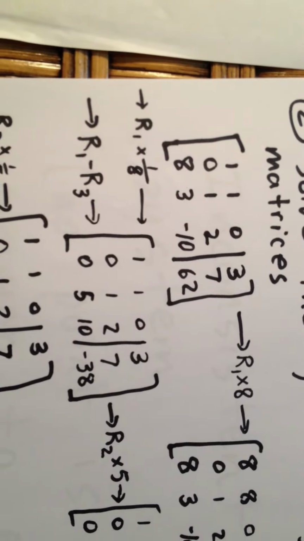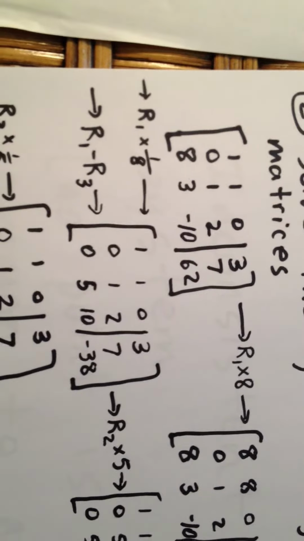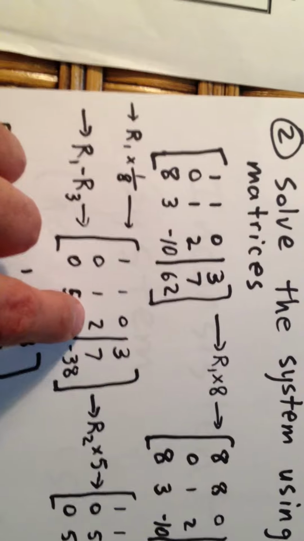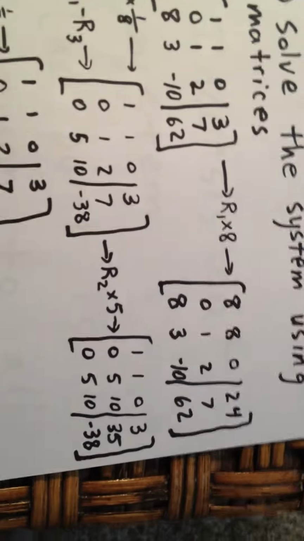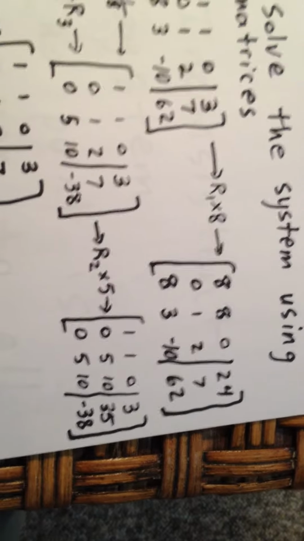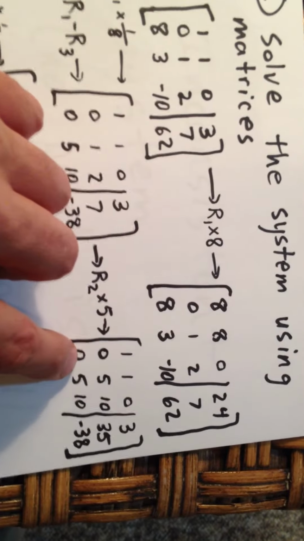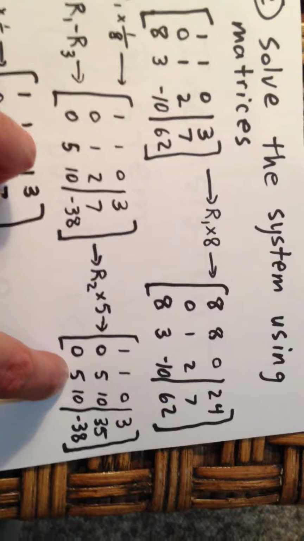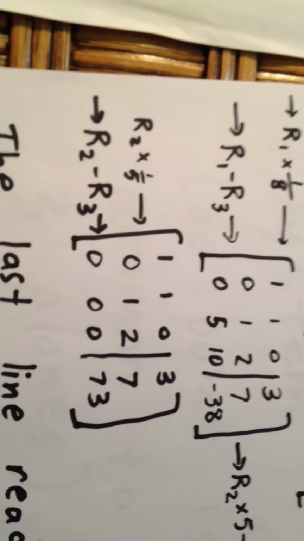The next thing we can do is try to get a 0 value to be here. So we're going to multiply row 2 by 5. And now we're in a position to subtract row 2 minus row 3 in order to get a 0 in that position right there. And we do that, but we end up with a problem.